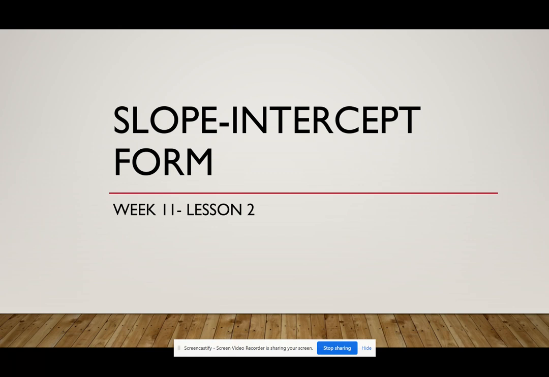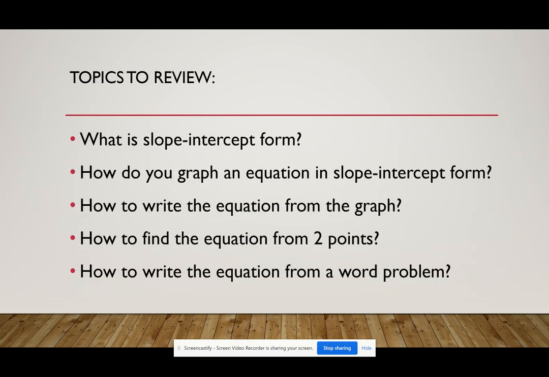Okay, here's another review lesson for slope-intercept form, week 11, lesson 2. So here are some of the topics that we're going to review in this video. First of all, what is slope-intercept form? How do you graph an equation in slope-intercept form? How to write the equation from a graph? How to find the equation from 2 points? And how to write the equation from a word problem.